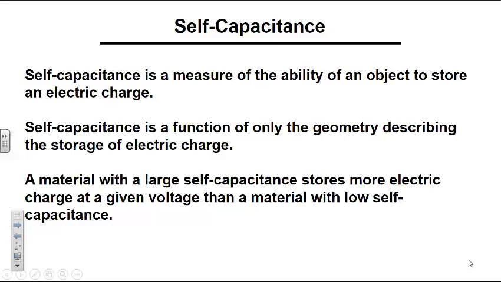Self-capacitance is a measure of the ability of an object to store an electric charge. Self-capacitance is a function of only the geometry describing the storage of electric charge. A material with a large self-capacitance stores more electric charge at a given voltage than a material with low self-capacitance.